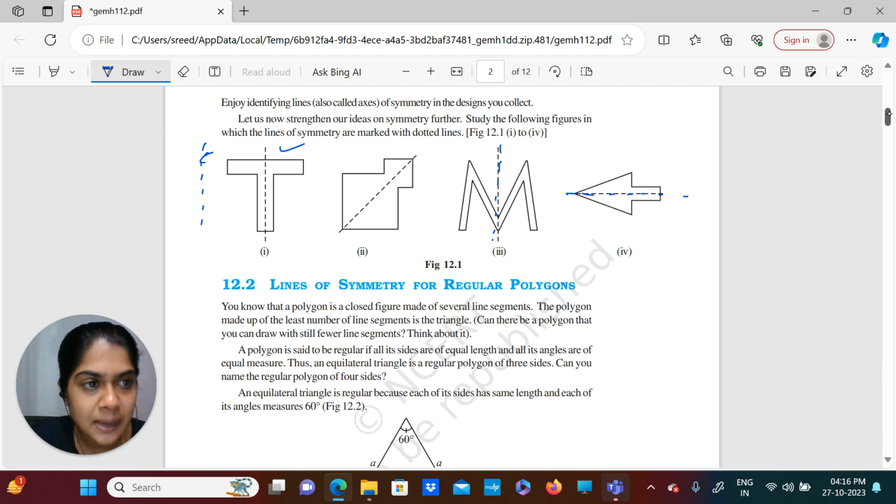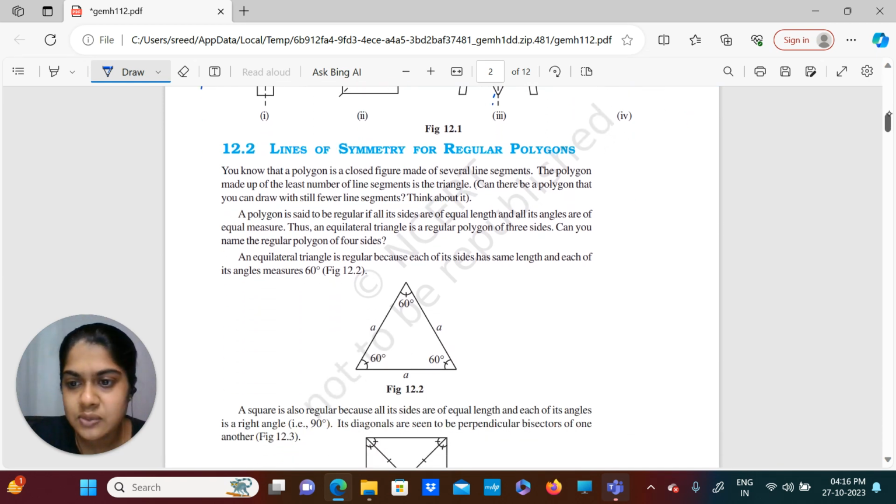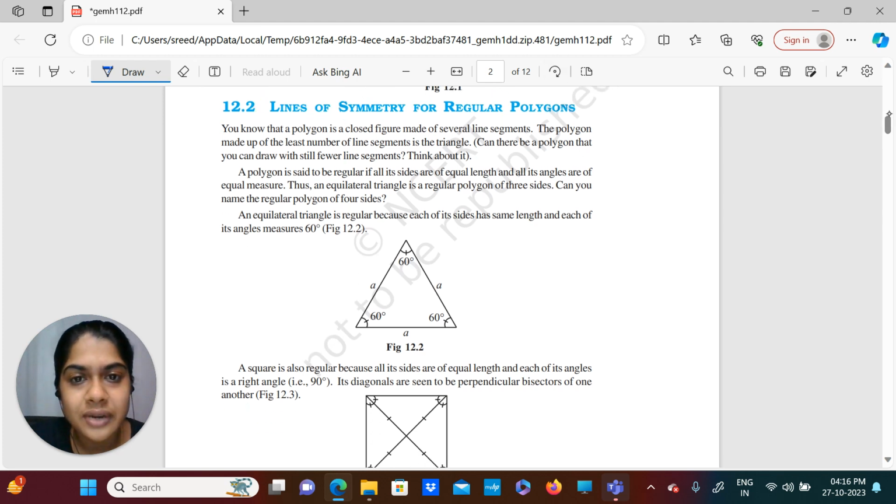So the number of lines of symmetry depends upon the object. Some objects will have one or two, only one. Some objects may not have any line of symmetry. Okay, so lines of symmetry for regular polygons. Let's talk about this. Regular polygons are polygons with equal sides. Polygons means closed figures made of line segments.